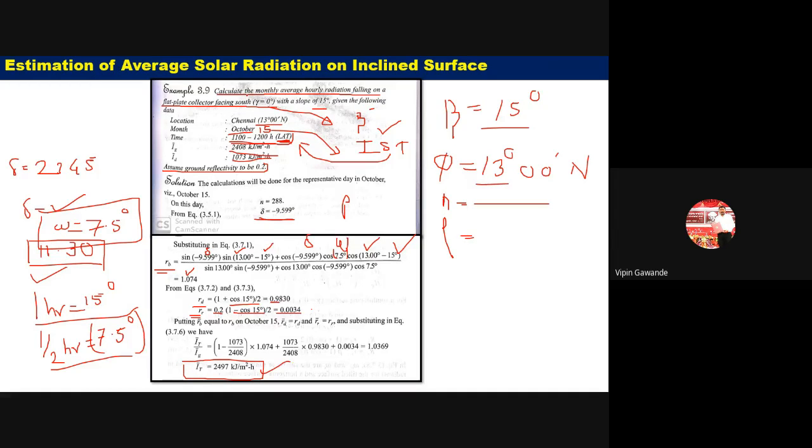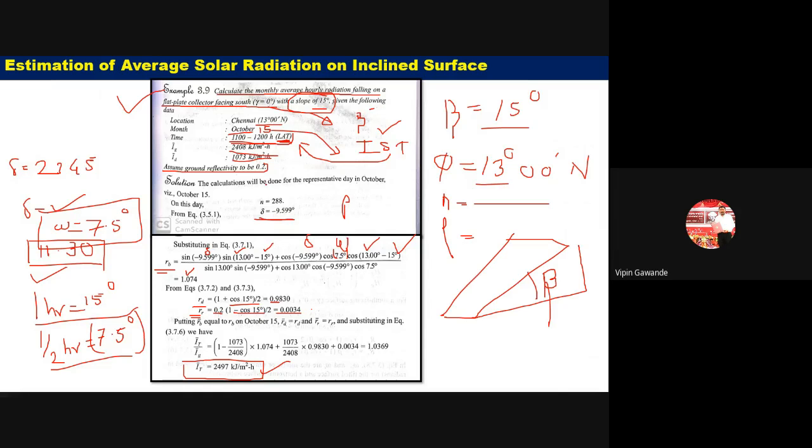The IT value comes out to be 2497 kilojoule per meter square hour. This is your monthly average hourly radiation falling on the inclined surface. This example is related to the inclined surface because the slope is given in the problem, a slope of 15 degrees, and a slope always comes for an inclined surface. This angle is the beta angle, and beta is given as 15 degrees.